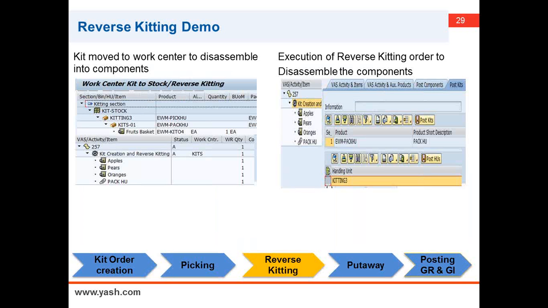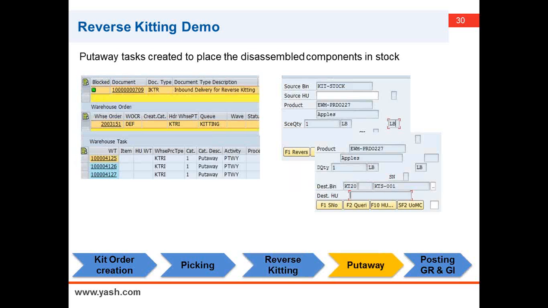Once it's disassembled, what we have is a put away task. So we're going to disassemble it and put it into some kind of a handling unit or a tote. On the right-hand side, I'm back to my RF device as a warehouse runner or operator. It's giving me a nice guided procedure here, telling me exactly where to pick these up from, what the source bin is, the kit-stock. So I pick this handling unit up from there, bring it over to the destination bin, and put it away.